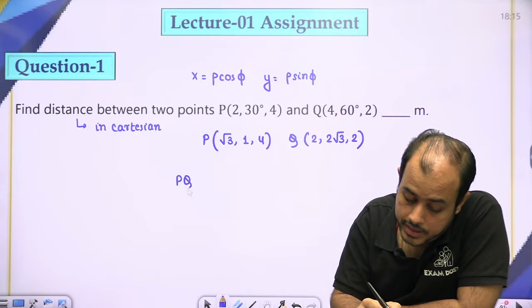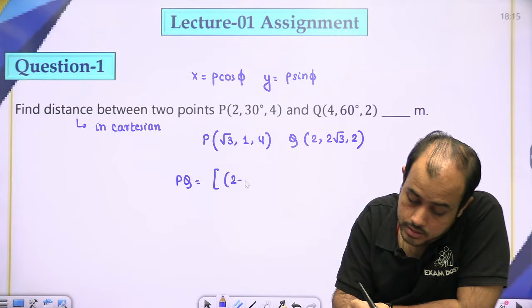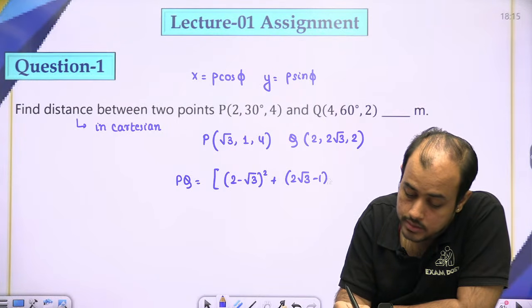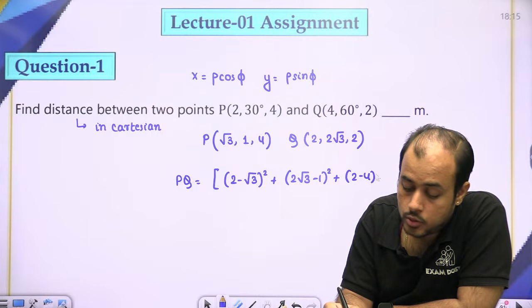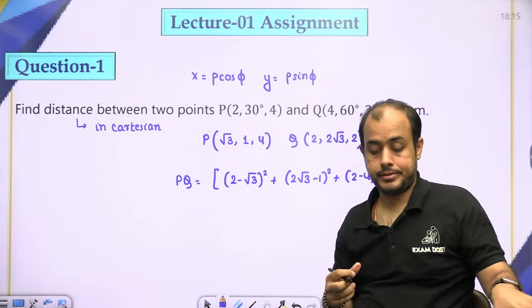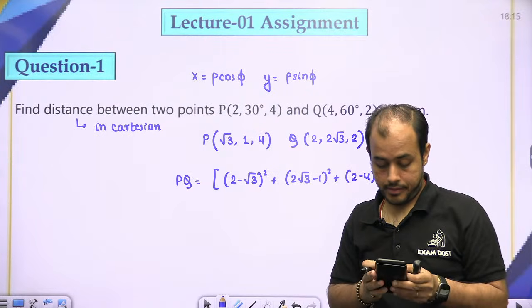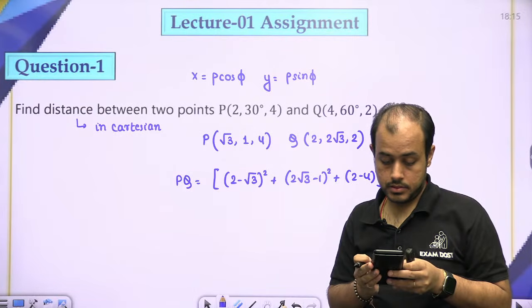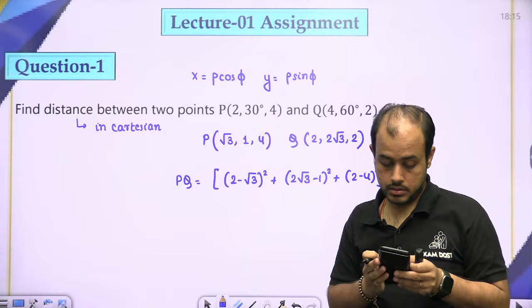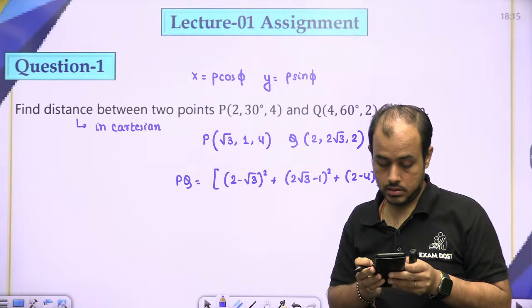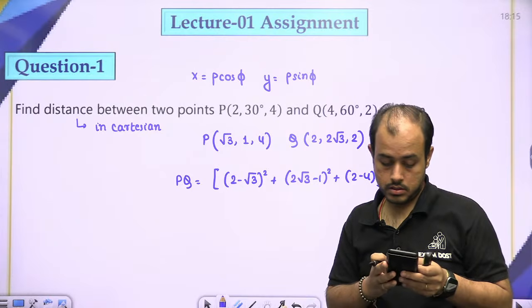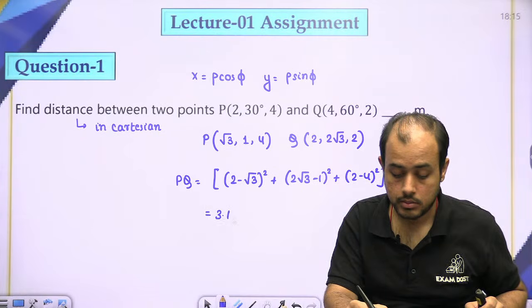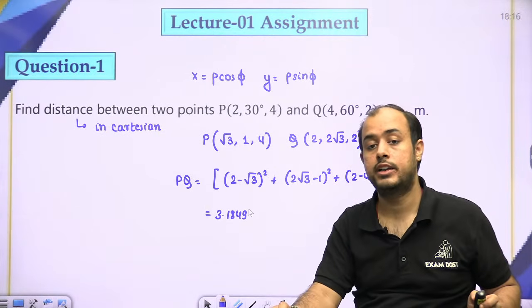Now PQ will be 2 minus root 3 square, 2 root 3 minus 1 square, 2 minus 4 square. 3.1849. बोलो भाई, बाकी लोग भी यही आ रहा है 3.1849.